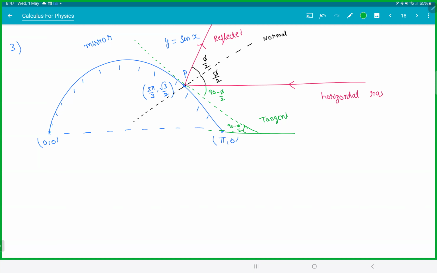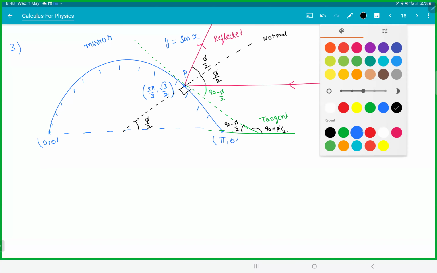Or we can do the other way also. When you made them join here, if that is φ/2, this is φ/2, agreed? And this angle is 90 degrees. So this is 90 minus φ/2. Then this angle will be 90 plus φ/2. Are the angles clear, everyone?